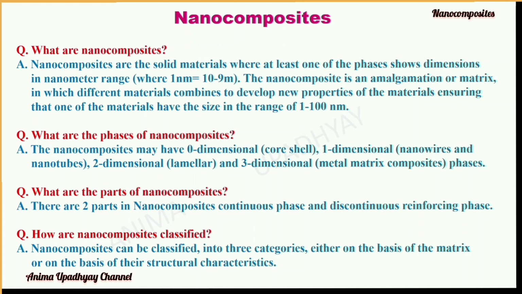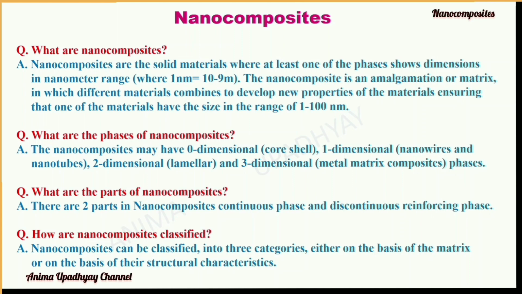What are the phases of nanocomposites? They have many phases, which include zero-dimensional, that is core shell, one-dimensional, which includes nanowires and nanotubes, two-dimensional, which is lamellar, and three-dimensional phases, which include metal and matrix composites. What are the parts of nanocomposites? There are two parts. One is the continuous phase and the other is the discontinuous reinforcing phase.